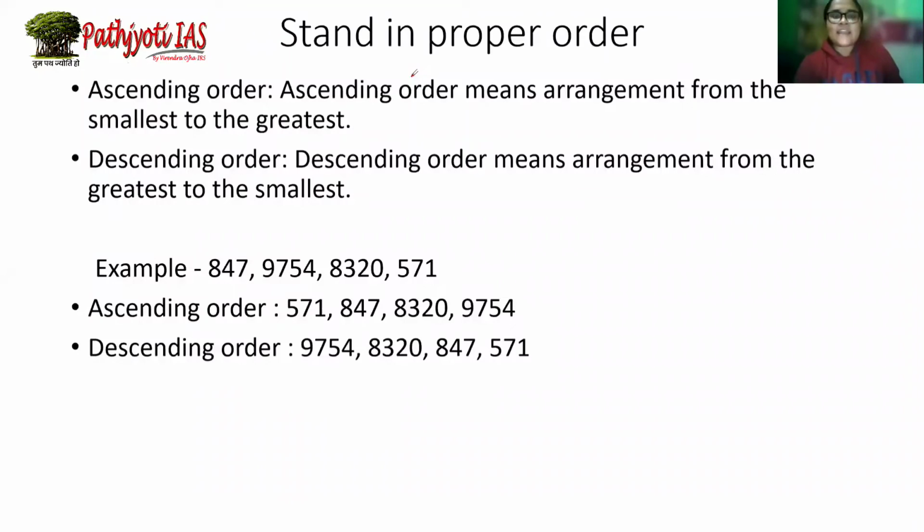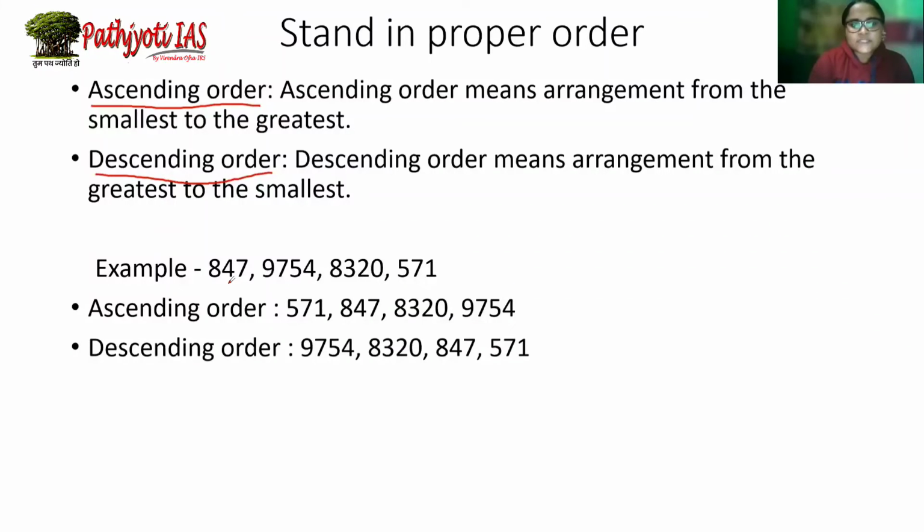So in this particular stand in proper order, we have two particular orders that are very basic things in arithmetic, that is ascending order and descending order. All of us know, but to elaborate a little bit more: ascending order is arrangement from smallest to greatest, what we used to do in our school, like the smallest one is standing in the front and the tallest one at the end. Descending order is basically arrangement from greatest to smallest. So again, if we just swap the places of those persons, it would be like the tallest one standing at the front and then progressing accordingly, the smallest at the end.